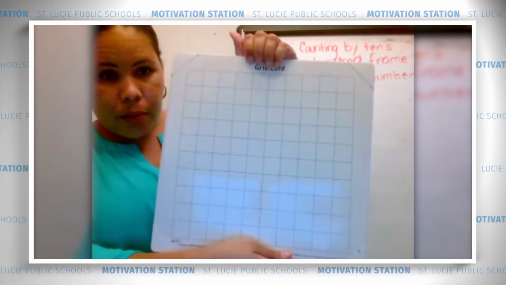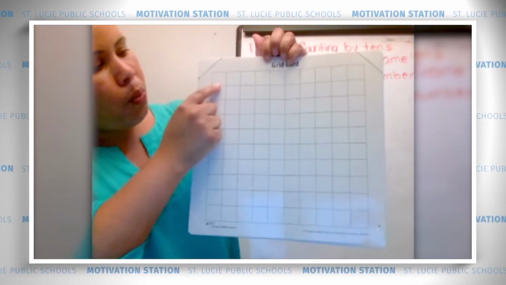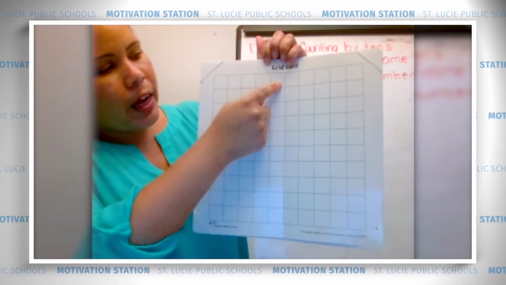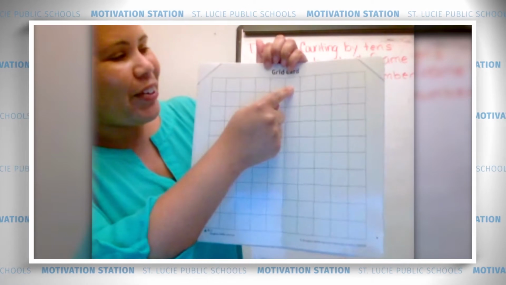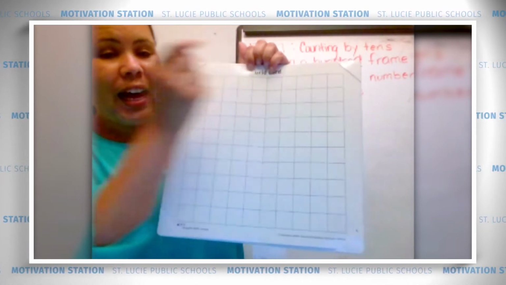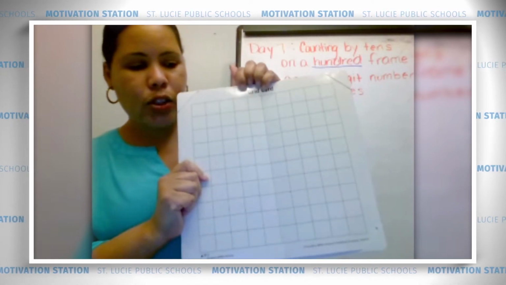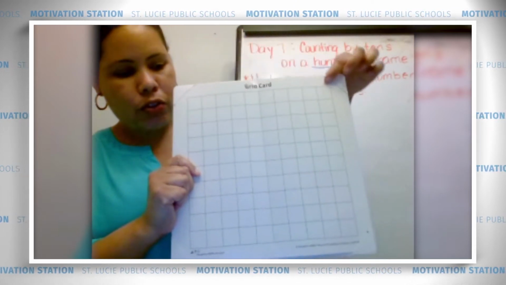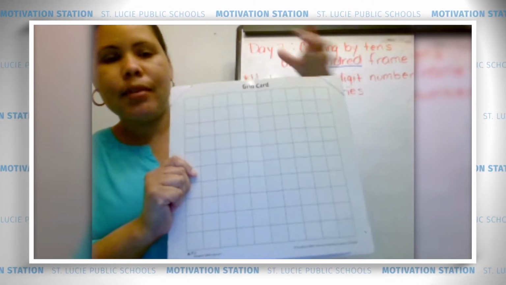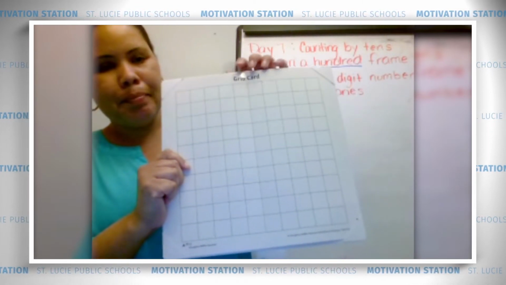Let's find out how many squares are in the first row. Can you count along with me? 1, 2, 3, 4, 5, 6. Do I hear you? 7, 8, 9, 10. There are 10 squares in this first row. How do we know that? Right, because we counted it.